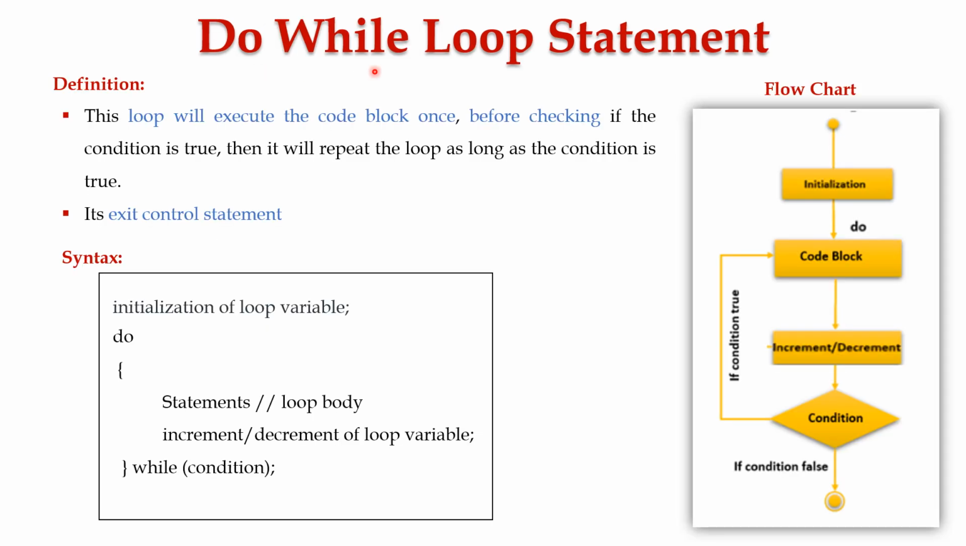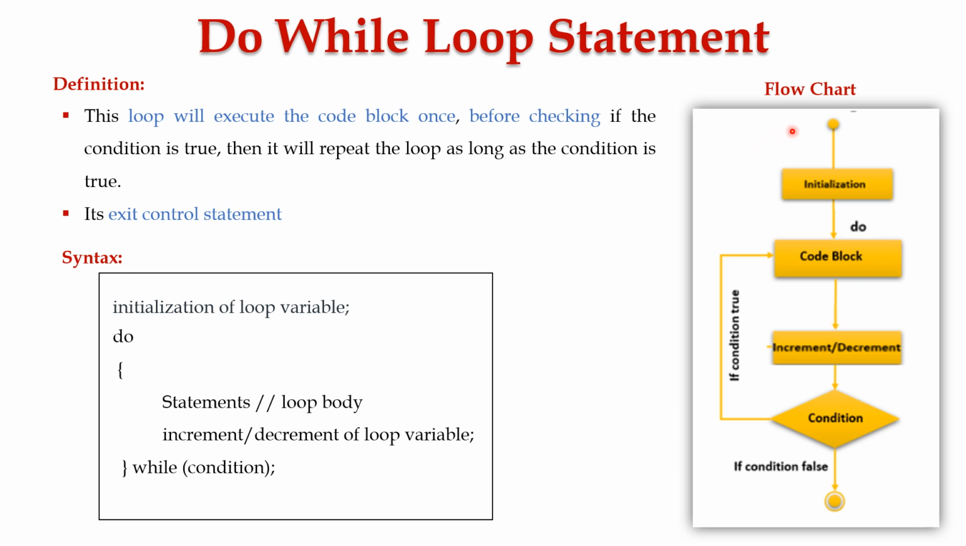Now let's learn about do while loop statement. This loop will execute the code block once before checking if the condition is true. Then it will be repeating the loop as long as the condition is true. It is also called as exit control statement.